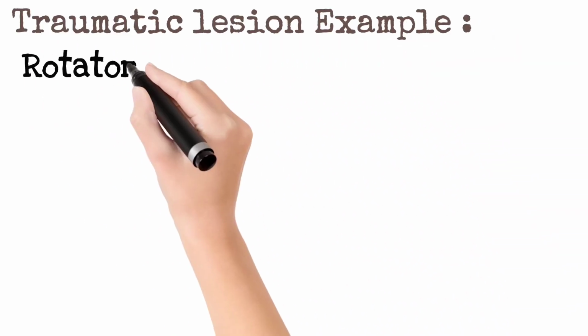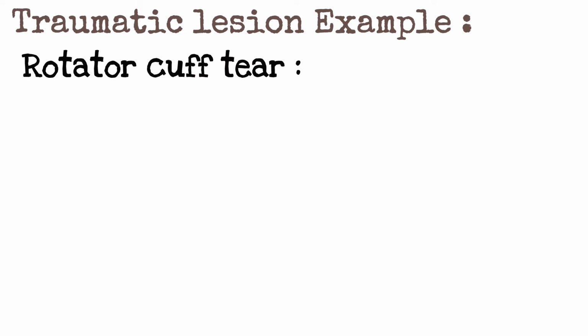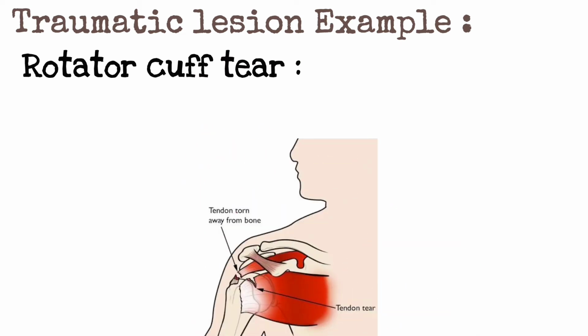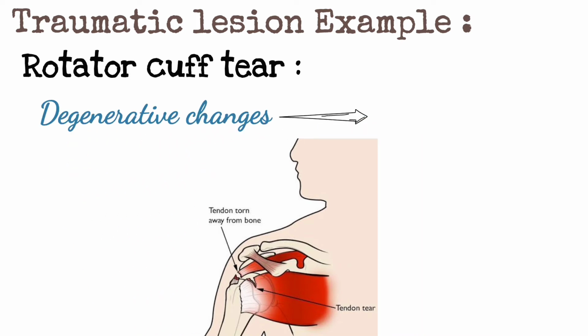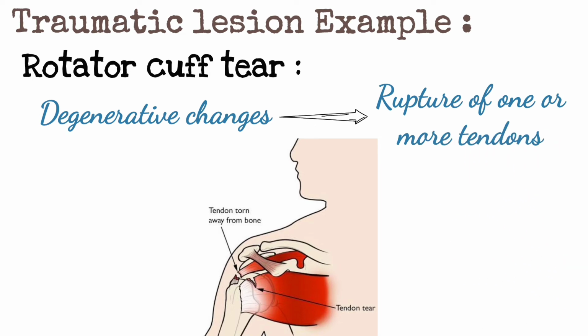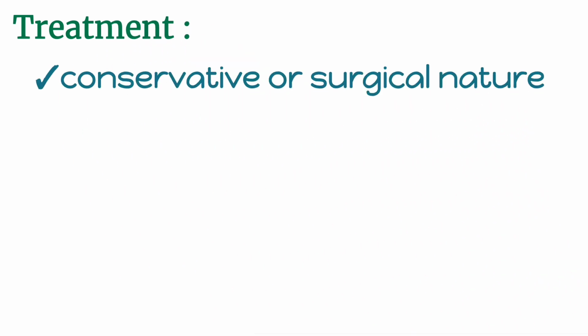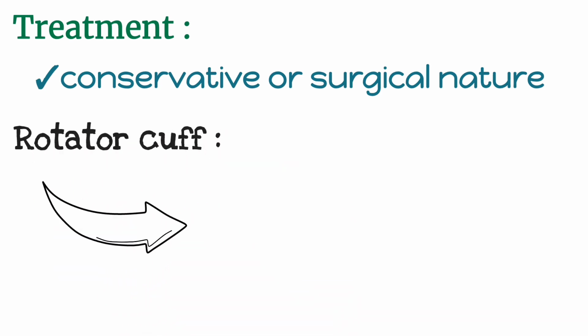The rotator cuff tear is an example of traumatic lesion of the rotator cuff, where it comes to a rupture of one or more tendons up to the point of a complete tear of the rotator cuff muscles. Often those ruptures have been preceded by degenerative changes in the rotator cuff. The treatment can be either of conservative or surgical nature, transosseous fixation, depending on the severity of the rupture and the patient's age.